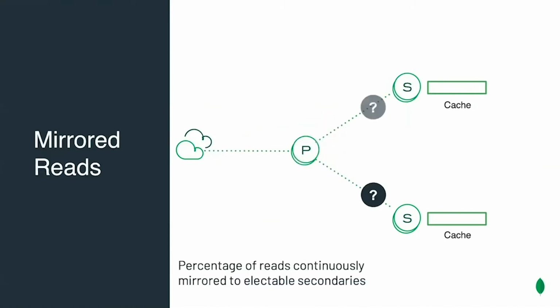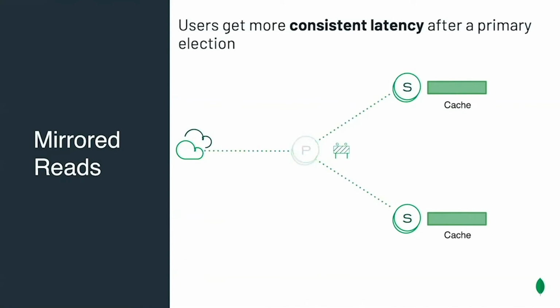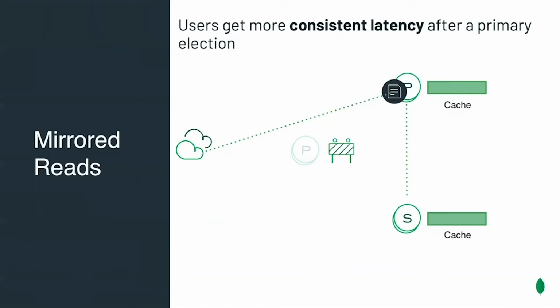We can avoid the high latency issue by mirroring our reads to the secondaries, slowly warming them in preparation for an election. With mirrored reads, if our primary goes offline, the caches of the secondaries have already been warmed with the most recently accessed data. This allows the cluster to quickly restore steady-state application performance.